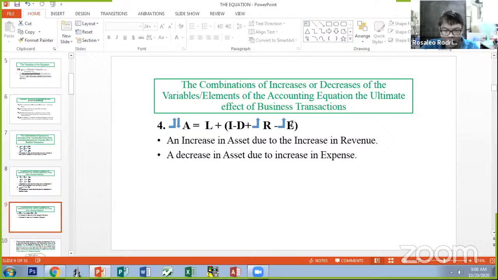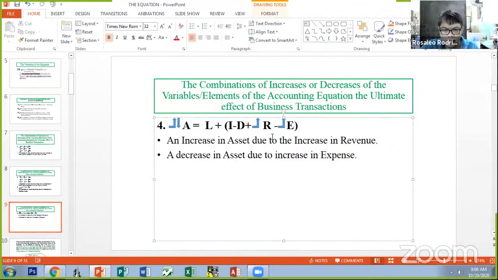But here, when we mean expenses, costs and expenses are actually included. So these effects to this equation can be rooted from one and the same transaction. There could be a separate transaction with regards to incurrence of expense, selling expense, operating administrative expenses. And in that case, it could only be a decrease in asset, an increase in expense.